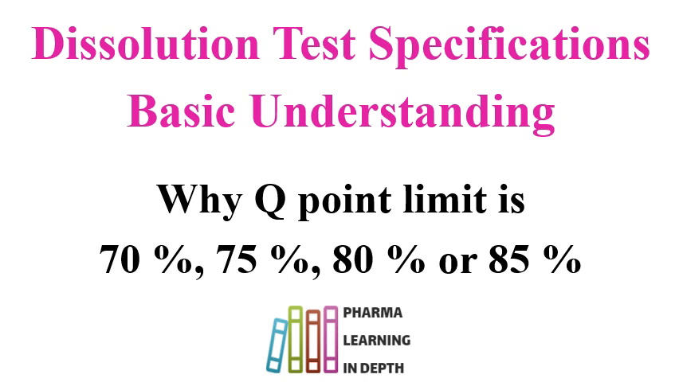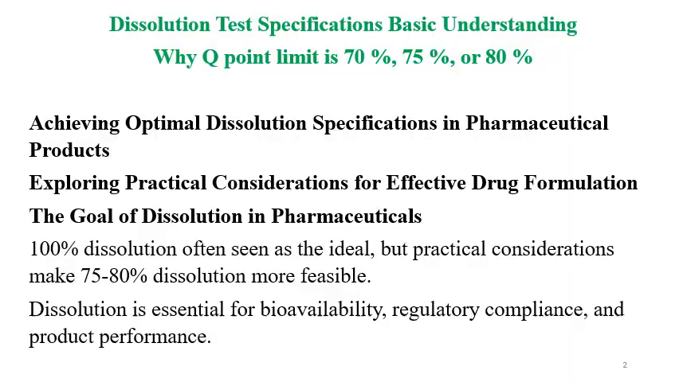Let's start with the video to understand these terminologies. Dissolution test specifications and why Q point is 70, 75, 80 or 85%. See, mainly for dissolution testing, dissolution specification is very important, as this limit will decide whether the formulation is passing the criteria or not. And achieving the optimal dissolution specification in the pharmaceutical product is of prime importance.